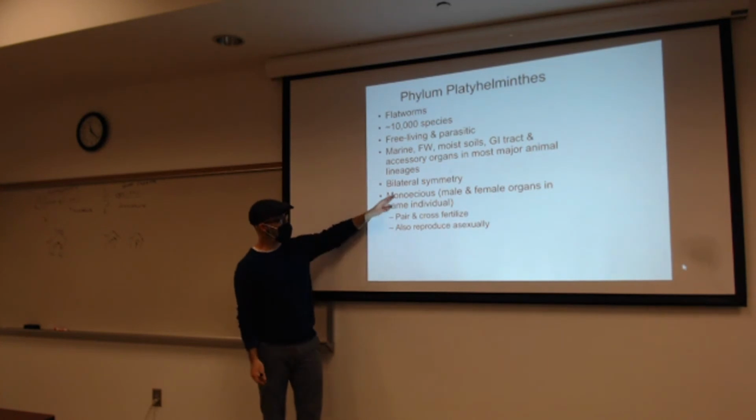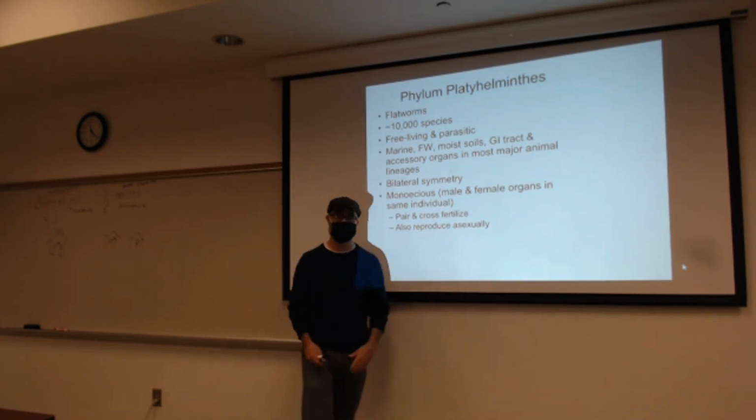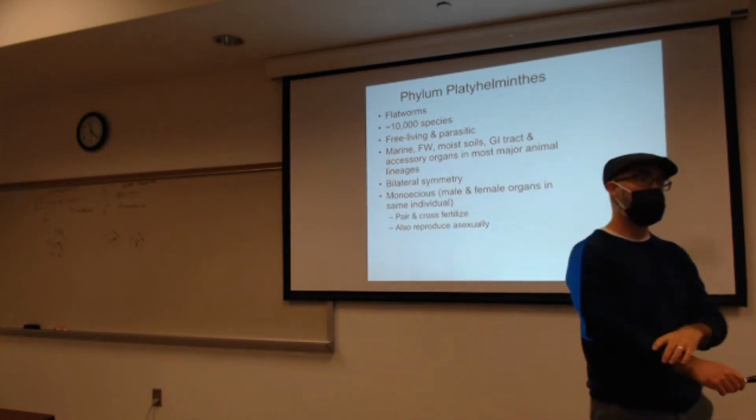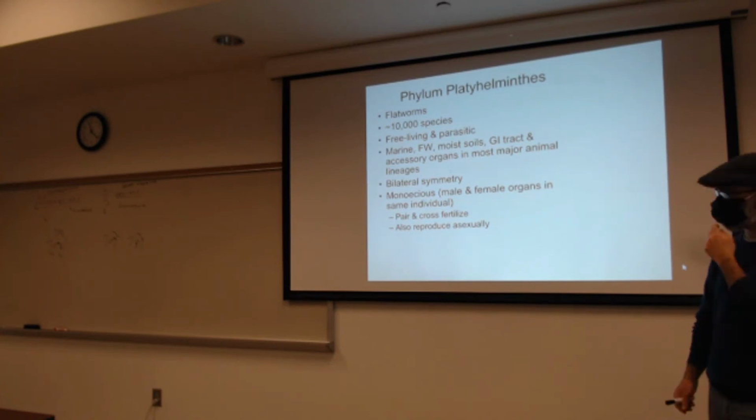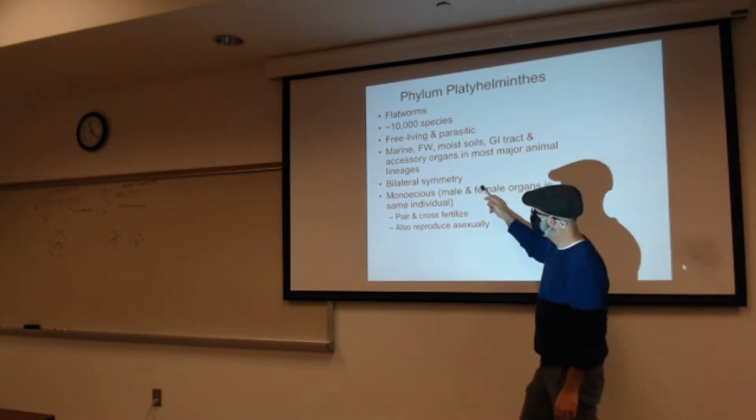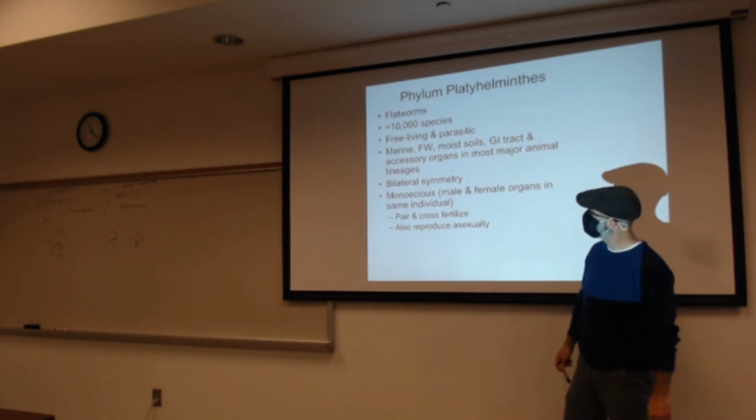And many of these also reproduce asexually. There are a lot of flatworms you can just cut in half, and they'll grow two new flatworms. Okay. They can do both. So anything goes in this phylum. Okay.